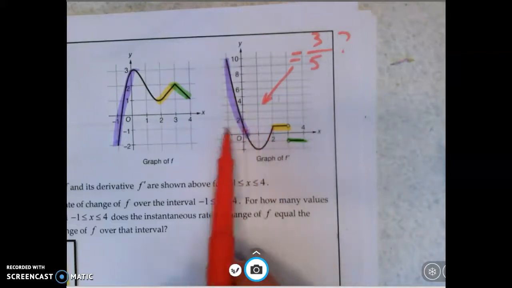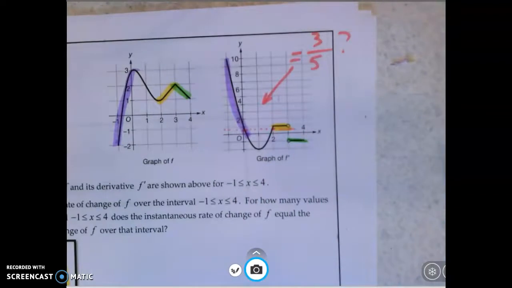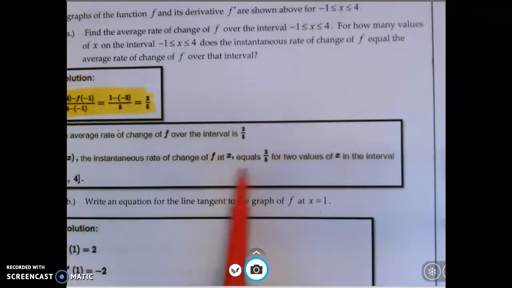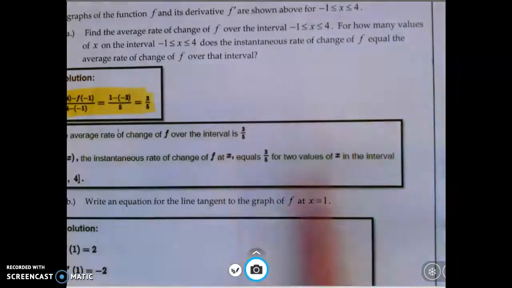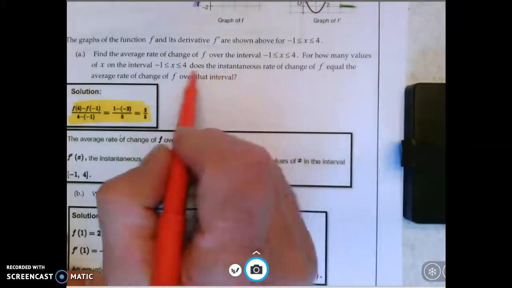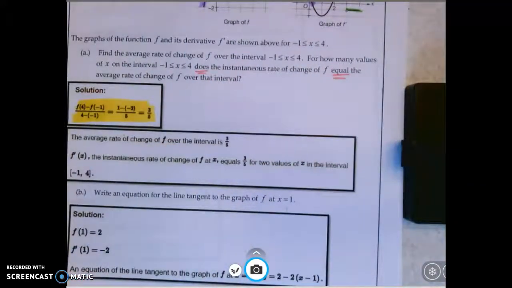In other words, just wherever it crosses that dotted line, and it crosses that dotted line twice. So the instantaneous rate of change of f equals that for 2 values. They do not ask for those values. They just ask for how many times. So, does the instantaneous rate of change equal the average rate of change? And the answer is twice.